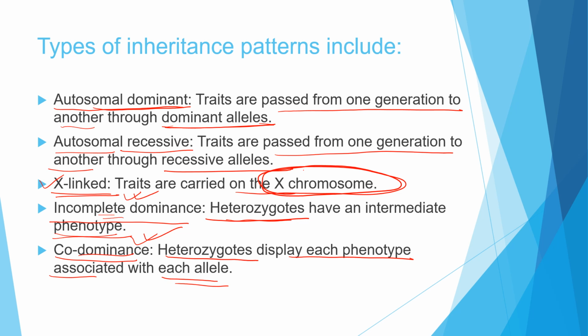So X-linked means it is related to the X chromosome only. Y-linked inheritance is very rare, though it's there. I'll be discussing that in the next class, not in this class. First, let us be clear about all this: autosomal, dominant, recessive, X-linked, incomplete, and codominance. Okay, so let us move on now.